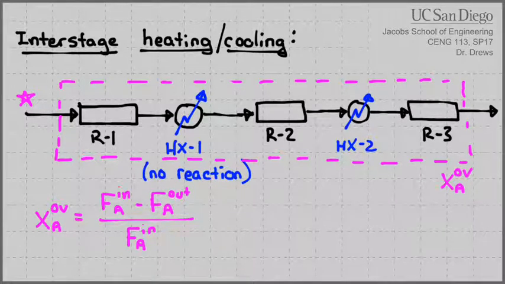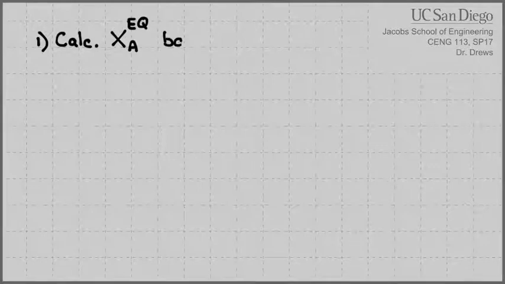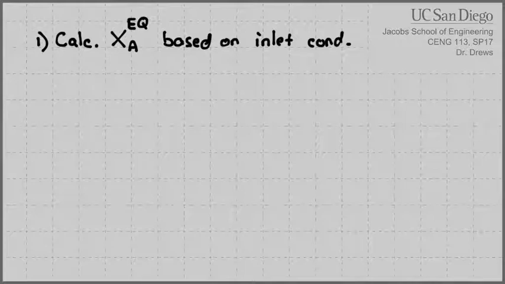And so we're going to do the following dirty tricks. There are 2 dirty tricks that we're going to do. And as long as you do these tricks exactly this way each time, then this math becomes a lot easier. The following dirty tricks will make this somewhat interesting. Step 1. Calculate XA,EQ based on inlet conditions. This is the critical point here.